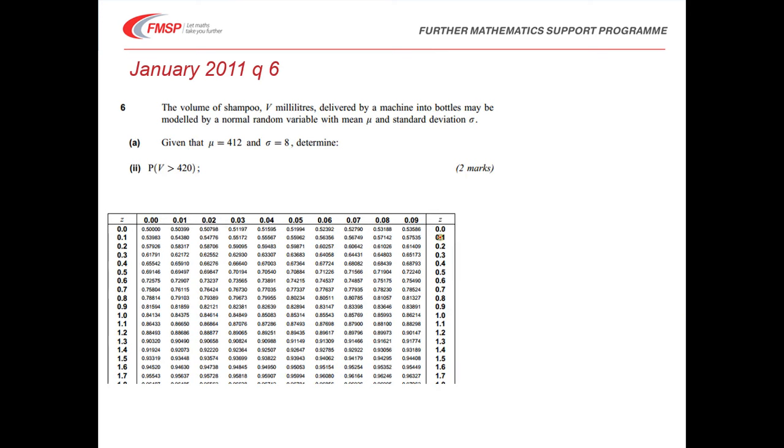Moving on to part 2, this time we're looking at V being greater than 420. Again, we could standardize, so z is equal to 400.